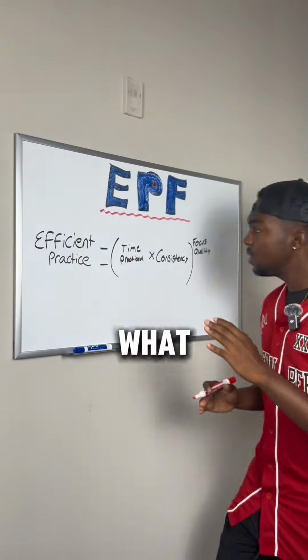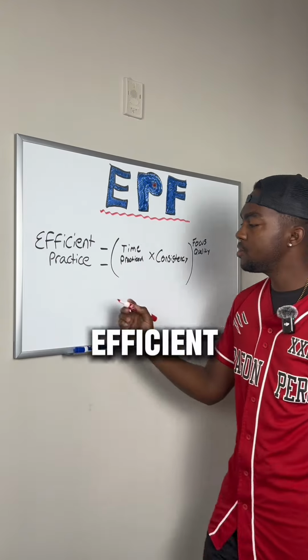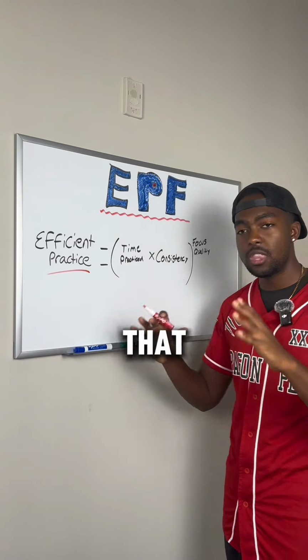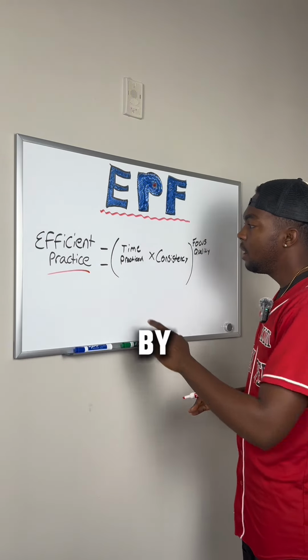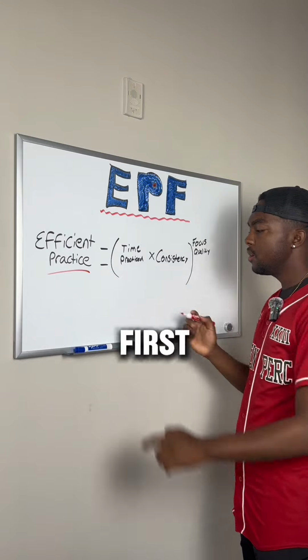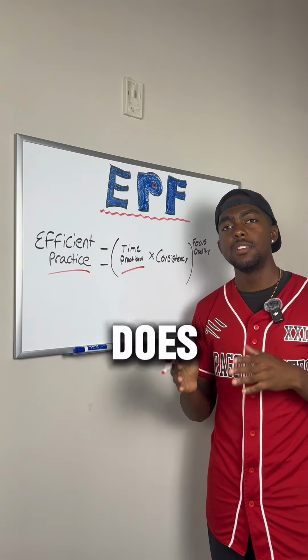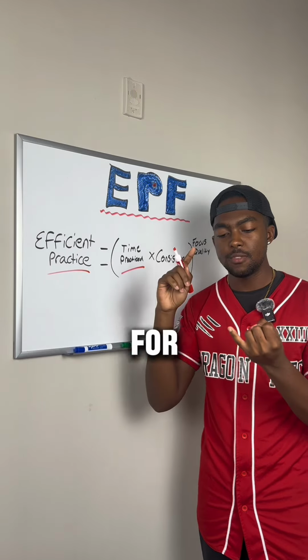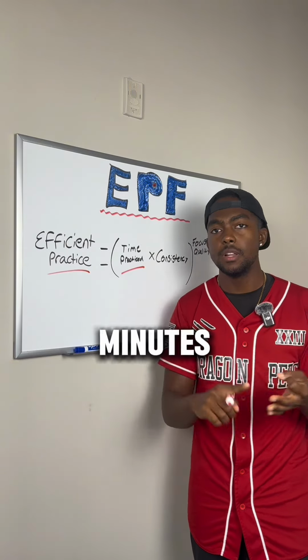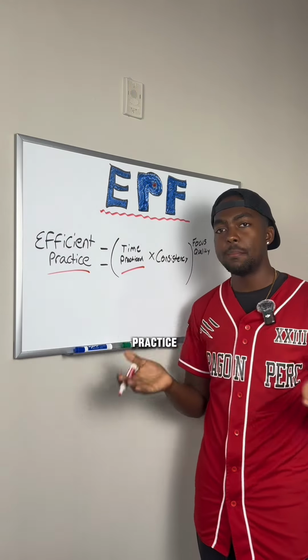So this is what the EPF looks like, right? Efficient practice being the result that we want. We can only get there by way of these three variables. The first one is your time practiced. This one's really simple. All it does is represent whether you practice for an hour, 2 hours, 30 minutes, 15 minutes. It's simply just the time practiced.